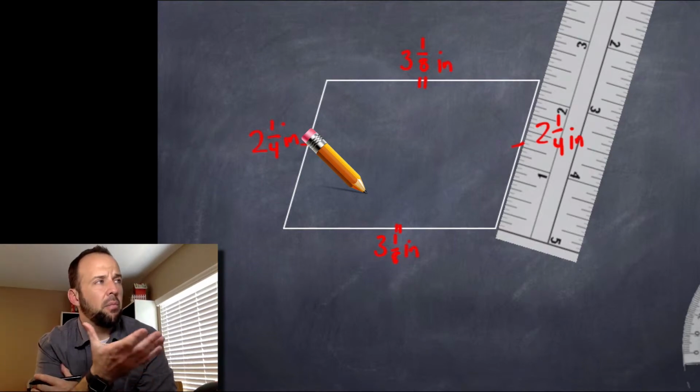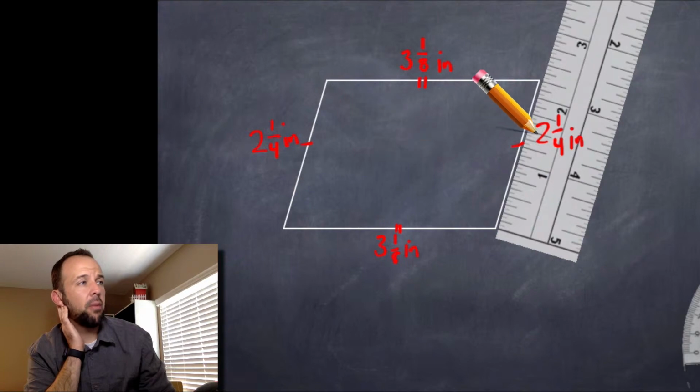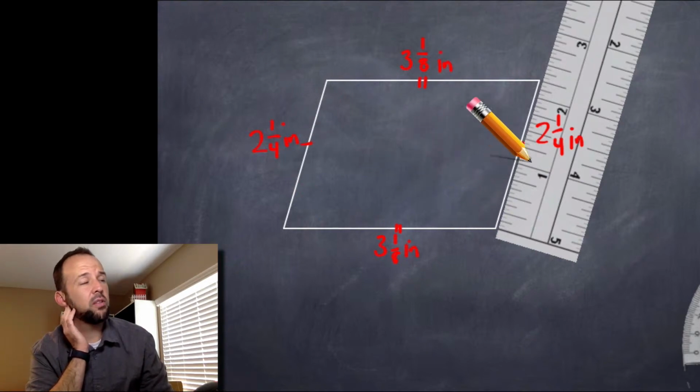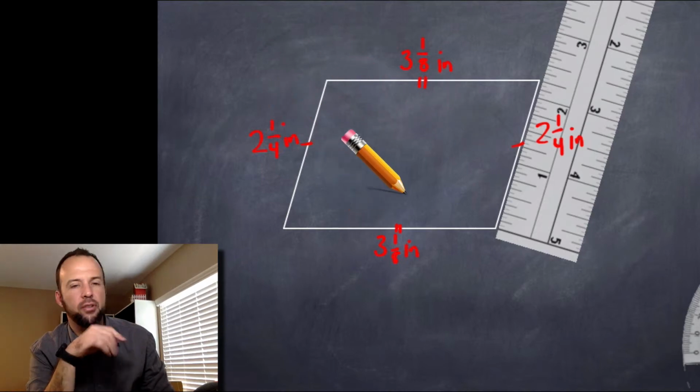All right, and mine are different lengths, okay? My top and bottom are different than my sides, and that's totally fine. You might have had a parallelogram that actually ended up being the same on all sides, and that's fine too. But it's kind of cool that they have the matching lengths on the different sides, right?